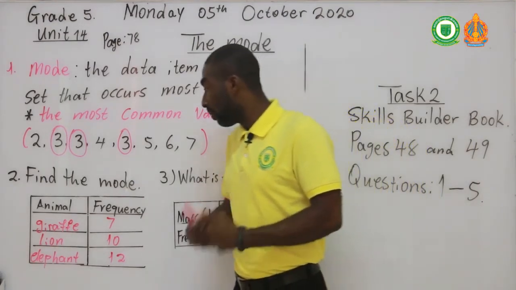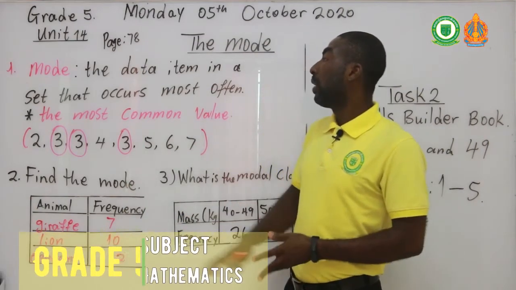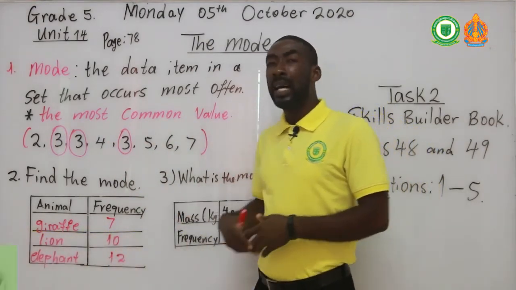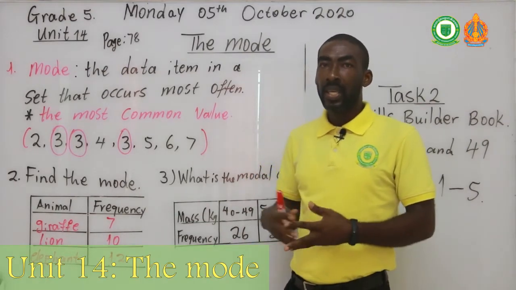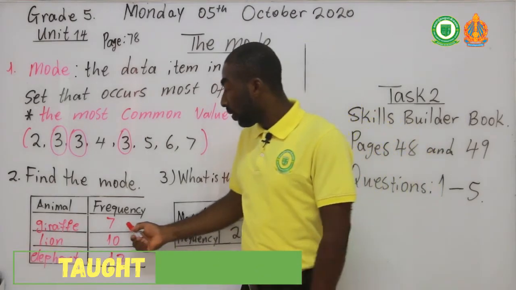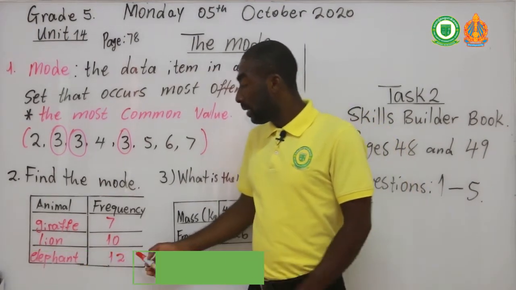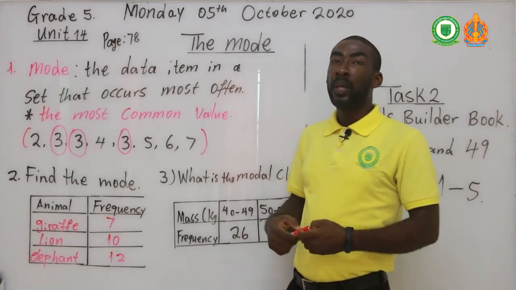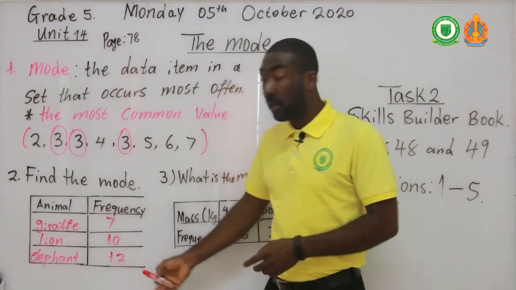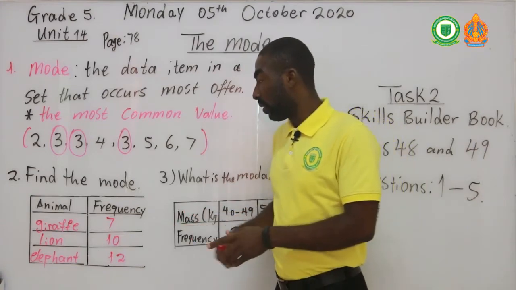Don't forget that, it's very important. Okay, now to find the mode, we know that mode is the most common value. That means the animal that is the most in that particular zoo becomes the mode. So if you look at 7, 10 and 12, it tells you that elephants are many in that particular zoo. So elephants, or 12, becomes the mode in this particular situation, okay?